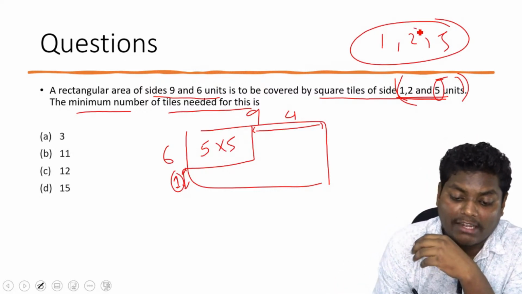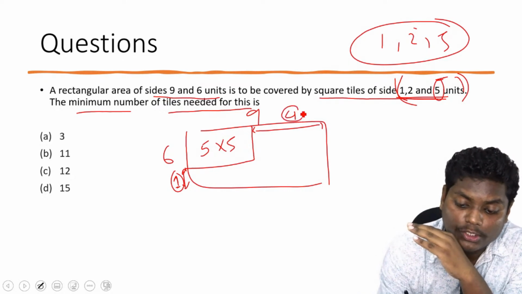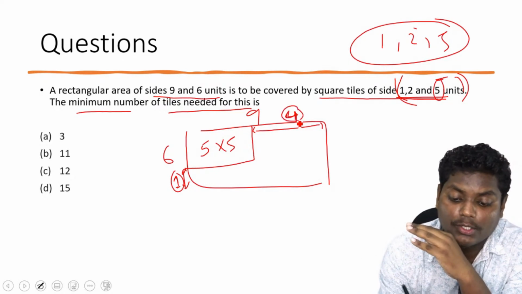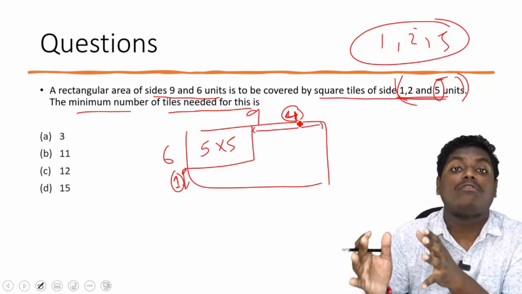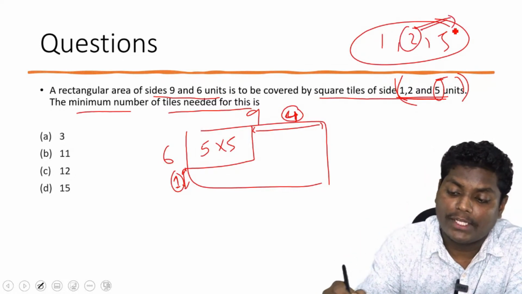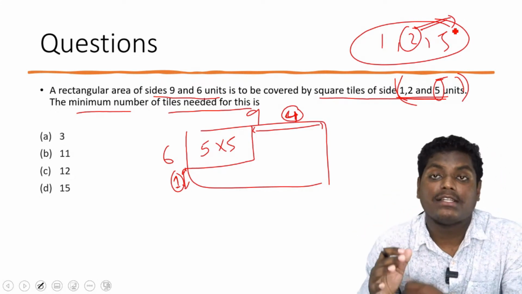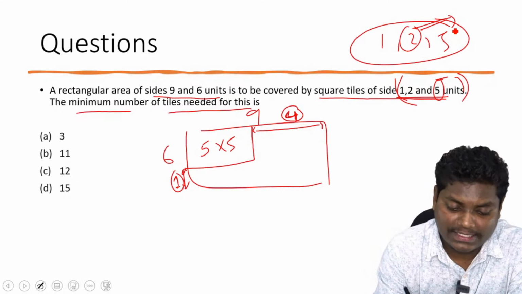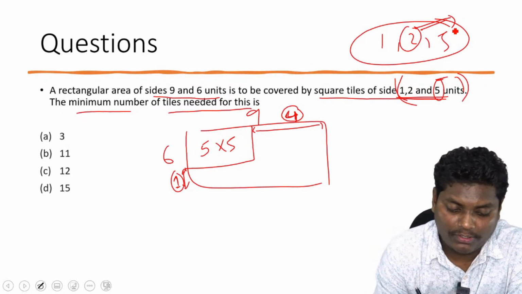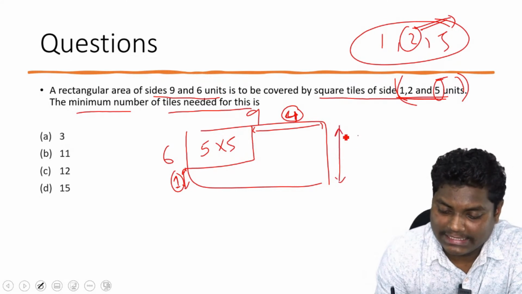Now, can we use more 5 cross 5 tiles? The answer is no. Why? The only length that we have is 4 here, so the 5 cross 5 tile won't fit into this. So we need to move to the tile size of 2. How many 2 cross 2 tiles can we fit into this? If we see, this is basically 4, and this length we have 6.